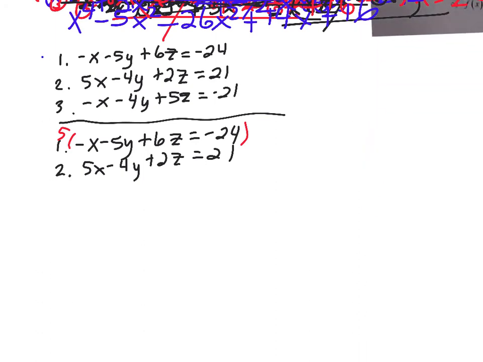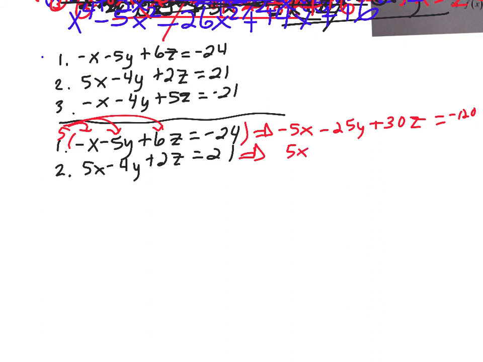Make sure you distribute all the way through with the 5. So I'm going to get negative 5x minus 25y plus 30z equals, and then multiply, use your calculator, negative 24 times 5, and I got negative 120. And now just rewrite the second one. Notice the x's are opposites. This way when we add them, the x's will cancel.